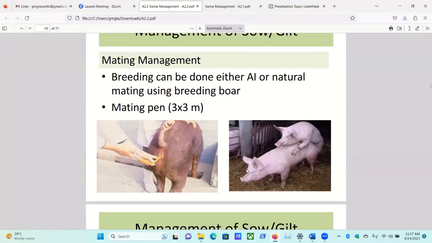And this is natural breeding. We introduce the female and male animal into a mating pen. A separate mating pen should be there. Both animals are introduced to the mating pen. That mating pen should be large enough, 3 by 3 meters. And this is the natural breeding.